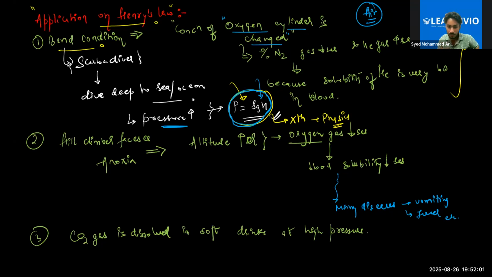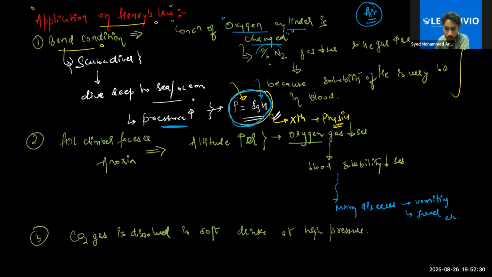Basically, at the terrestrial level we breathe normally, but if you go deep down into the water, there is a change in the external conditions compared to the terrestrial level. Why? Because at the terrestrial level the pressure is 1 atm, but deep in the water the pressure increases. That means you have to change the concentration of the gases according to the external condition.